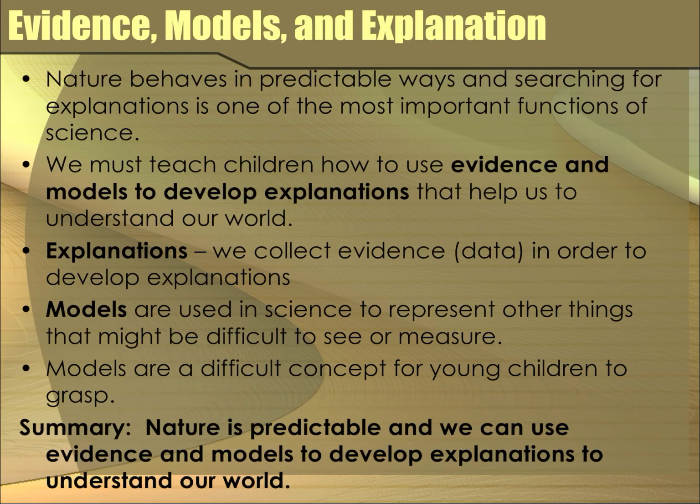Models are used in science to represent other things that might be difficult to see or measure. We talked about that in Chapter 1, and we talked about the solar system model, a cell model, using A&P models. Models are a difficult concept for young children to grasp. They don't really understand that they're a big or small version of something, but they do understand the different components. So the summary, nature is predictable, and we can use evidence and models to develop explanations to understand our world.